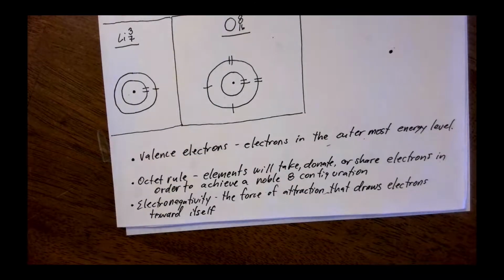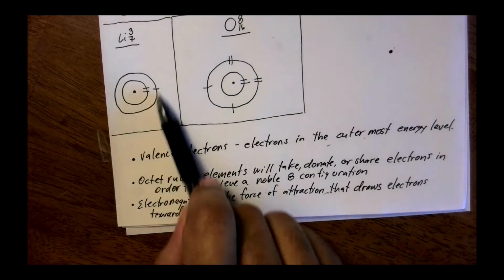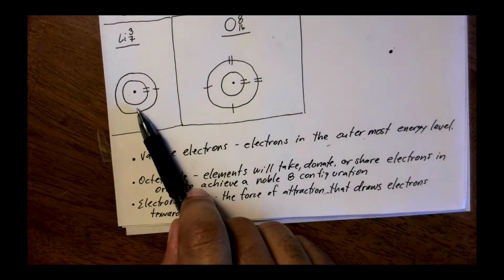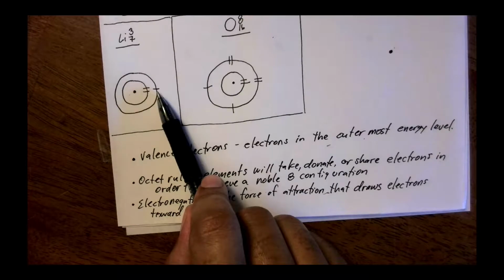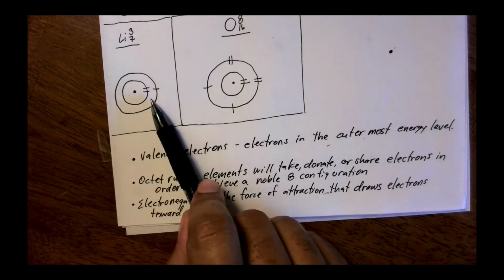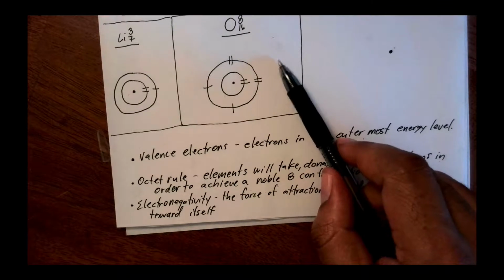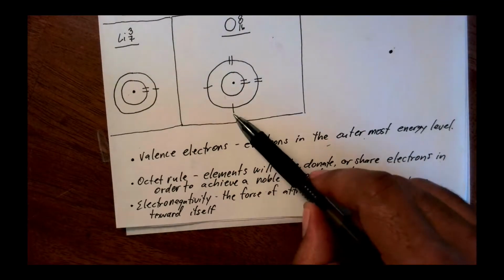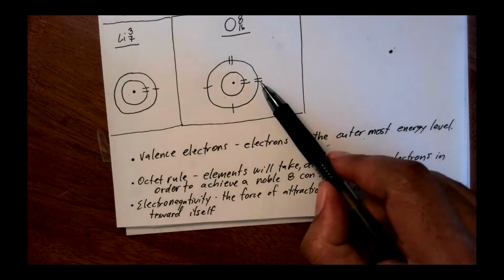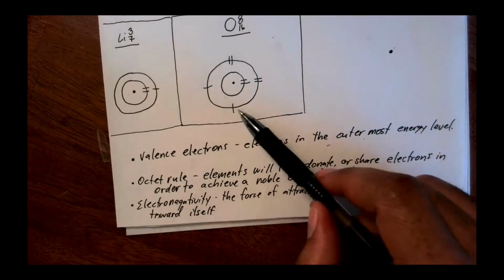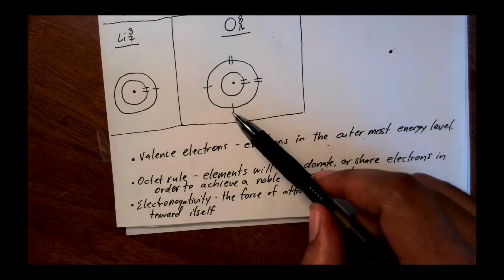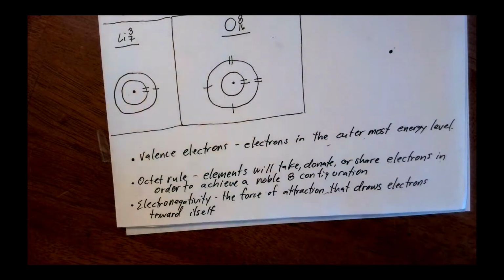Okay, valence electrons are the electrons in the outermost energy level. So in this case, for lithium, the valence electrons would be 1 because there's only 1 electron in the outermost. Whereas for oxygen, how many valence electrons can you count? It would be the ones on the outermost ring. And in this case, we're looking at 1, 2, 3, 4, 5, 6. So we said that oxygen has 6 valence electrons. Electrons in the outermost ring.